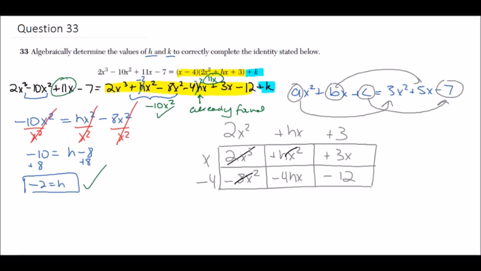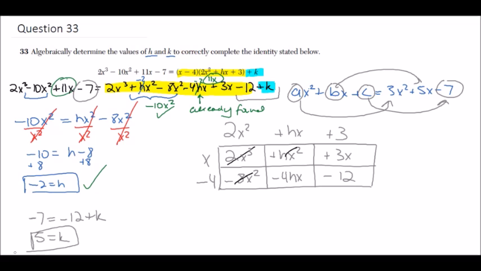Finally, what we have at the end is a constant. And note that the constant here is negative 12 plus k. Neither of those has an x attached to them. That must equal negative 7. So negative 7 has to equal negative 12 plus k. And what we can do now is add 12 to both sides, and we've got 5 is equal to k.